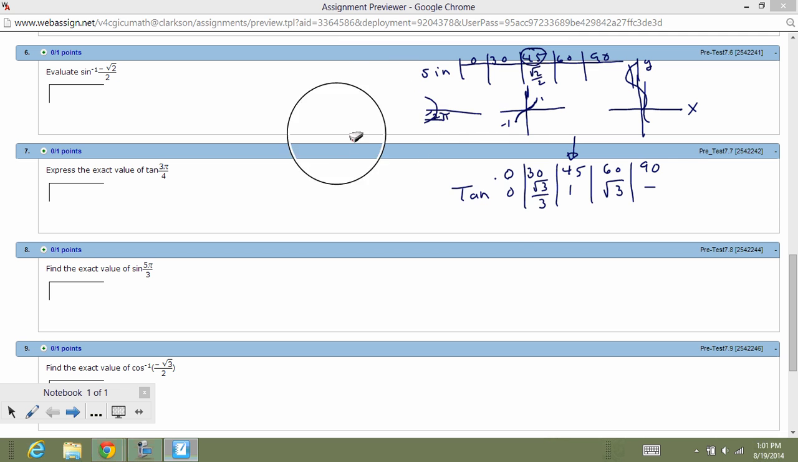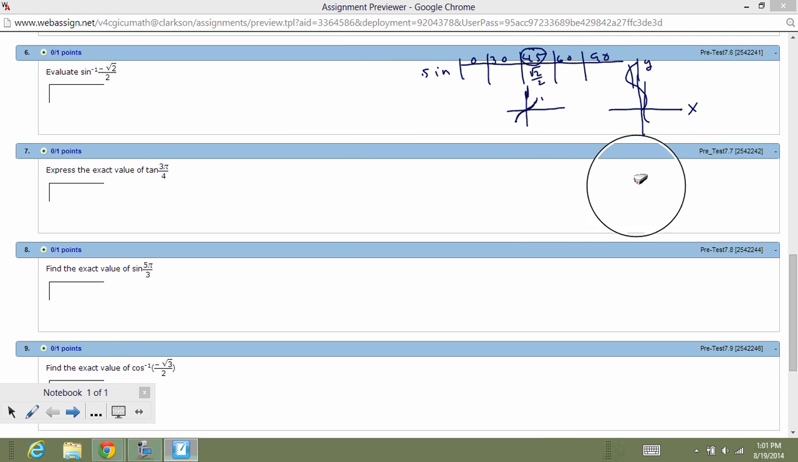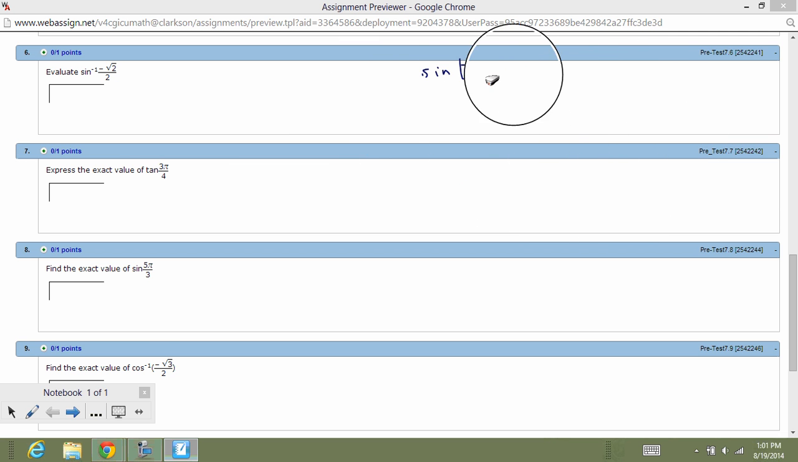Still another one, question number 8. Find the value of the sine of 5 pi over 3. And sine 5 pi over 3 would correspond to the sine of 300 degrees if you do the conversion, right? If you multiply by 180 and divide by pi, that would correspond to 300 degrees.